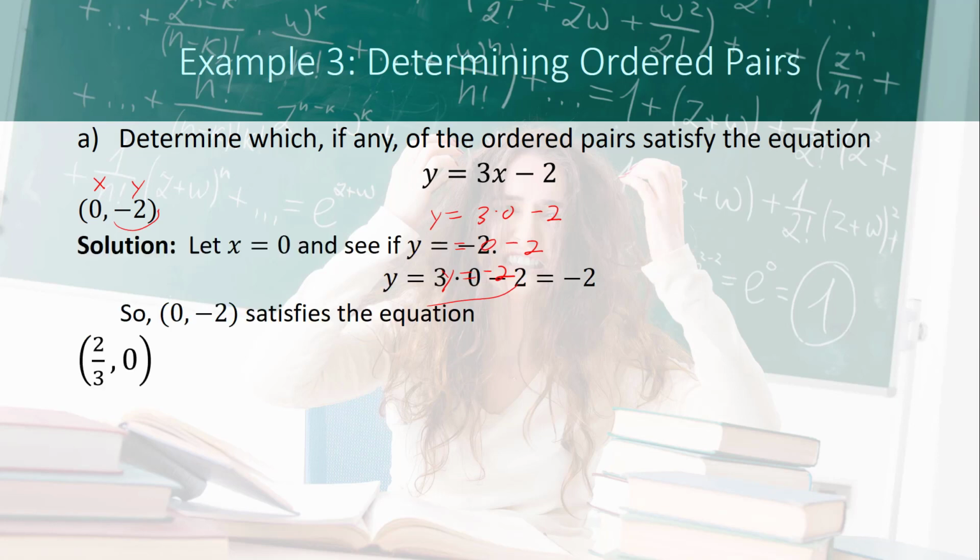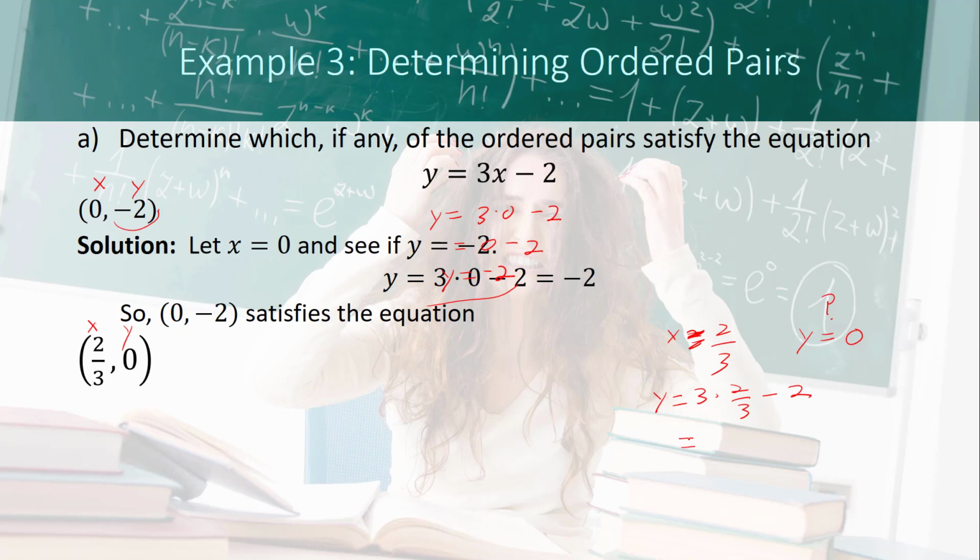Let's take a look at this one. This is 2/3, 0. So once again, we're going to let x be equal to 2/3. This is our x value. This is our y value. We're going to let x equal 2/3, and we're going to see if y is equal to 0. All right, well, let's go ahead and do the substitution. We're going to replace x with 2/3, and that means we're going to have y is equal to 3 times 2/3 minus 2. Let's have to include the entire equation.